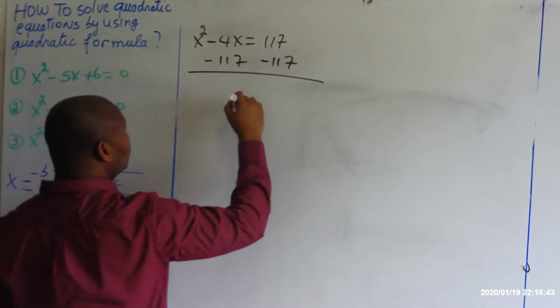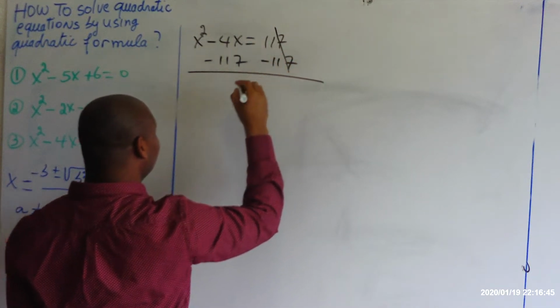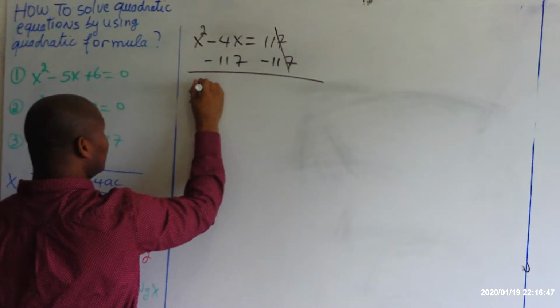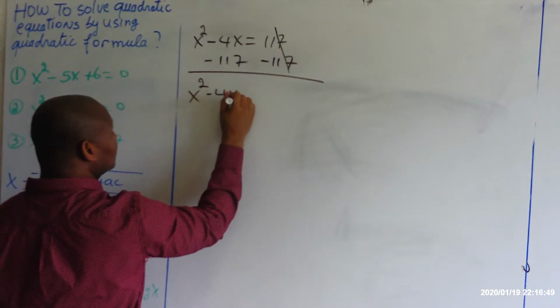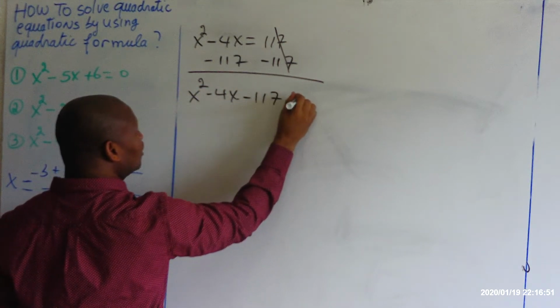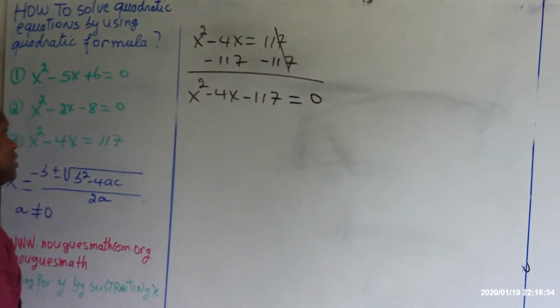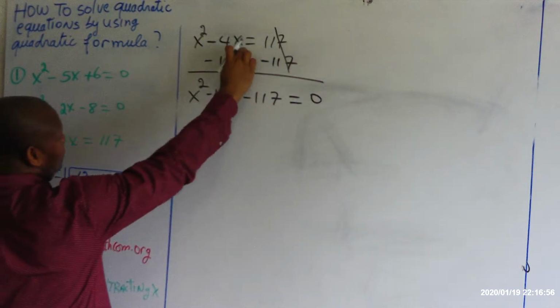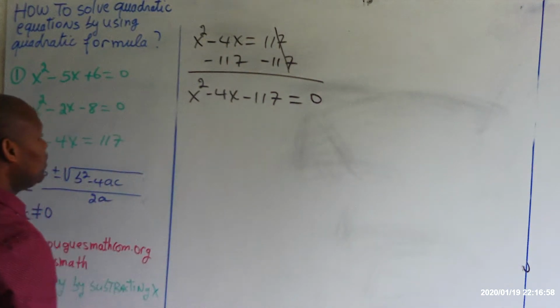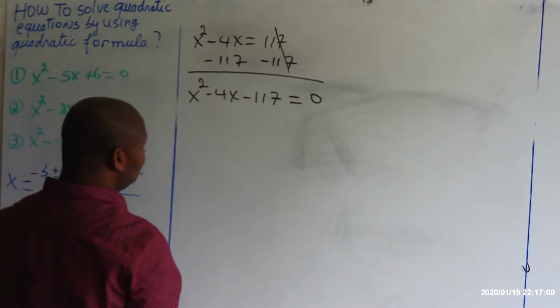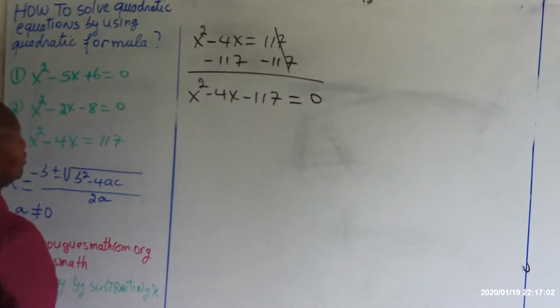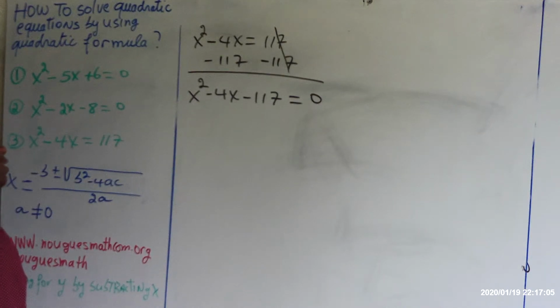Okay, so this one is cancelled. That's going to be 0. Let's write it down: x squared minus 4x minus 17 equals 0. So basically our equation becomes simple right now. It's become ax squared minus bx plus c equals 0. So we don't have a problem now to solve it.